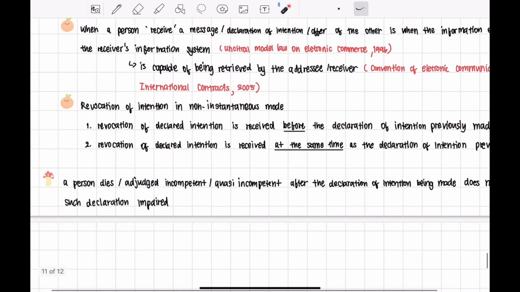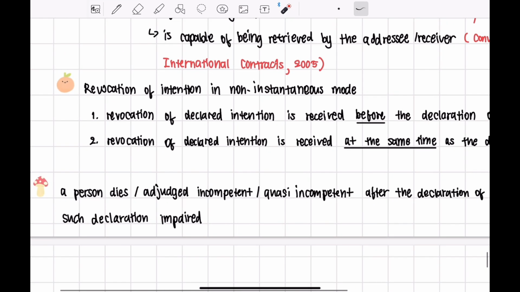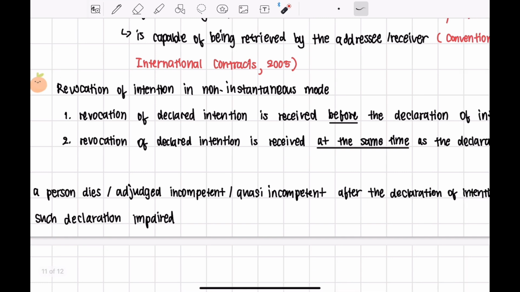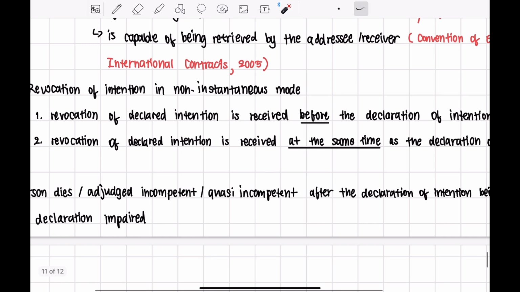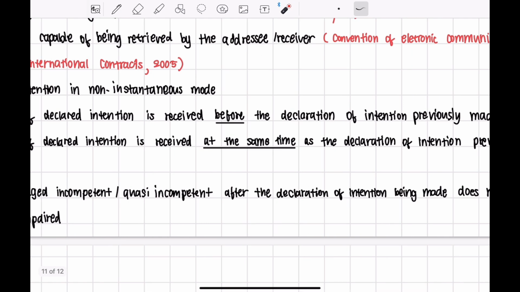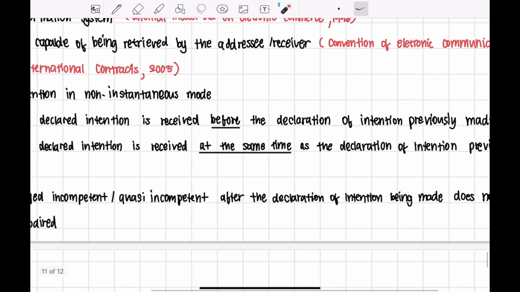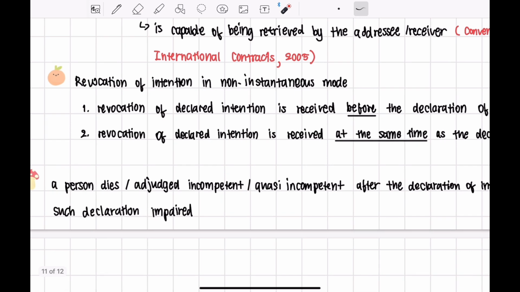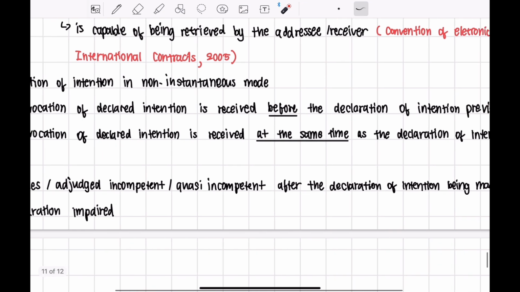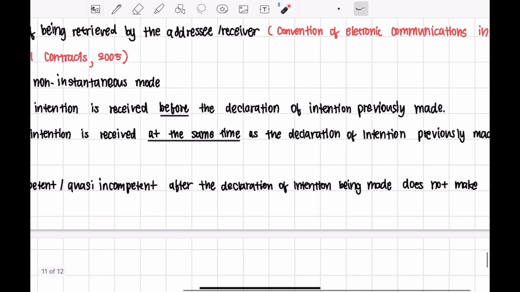Revocation of the declared intention in non-instantaneous mode. The law provides two fixed times at which the original declaration of intention will become ineffective. The first is that the revocation of declared intention is received before the declaration of intention previously made. The second is that the revocation of declared intention is received at the same time as the declaration of intention previously made.